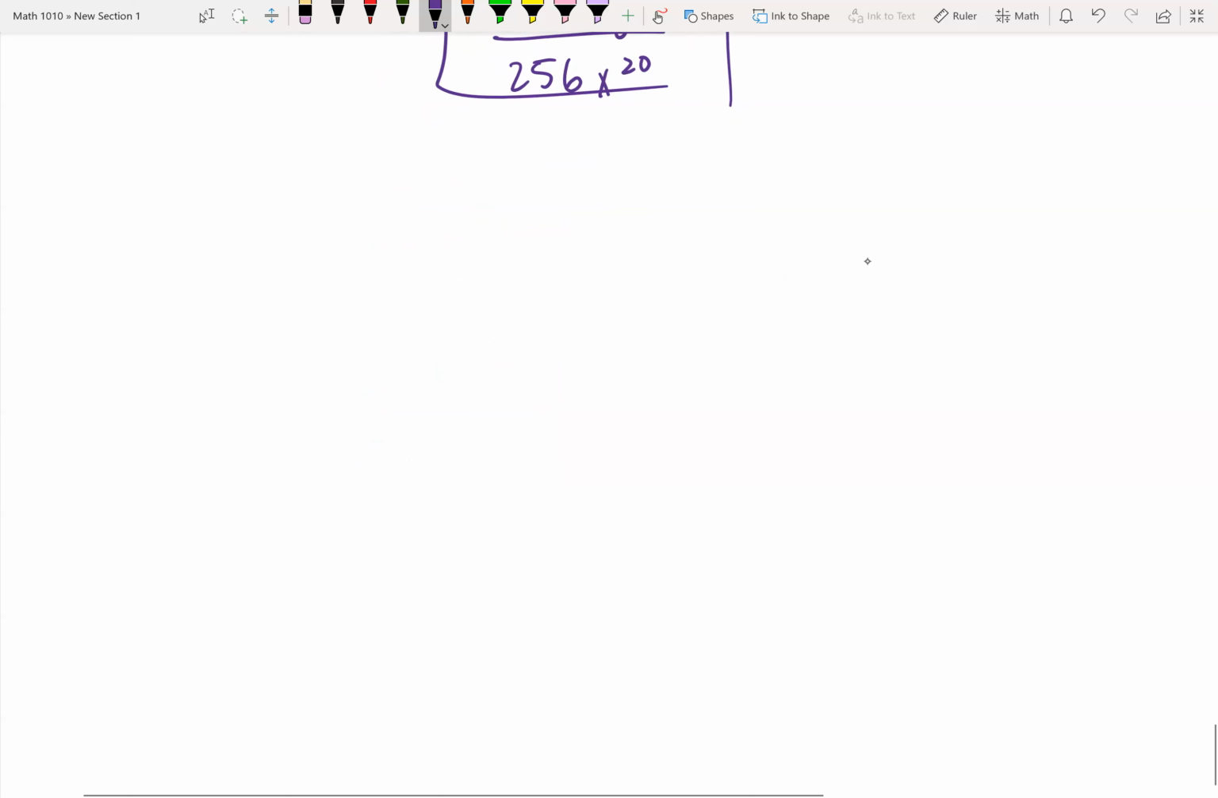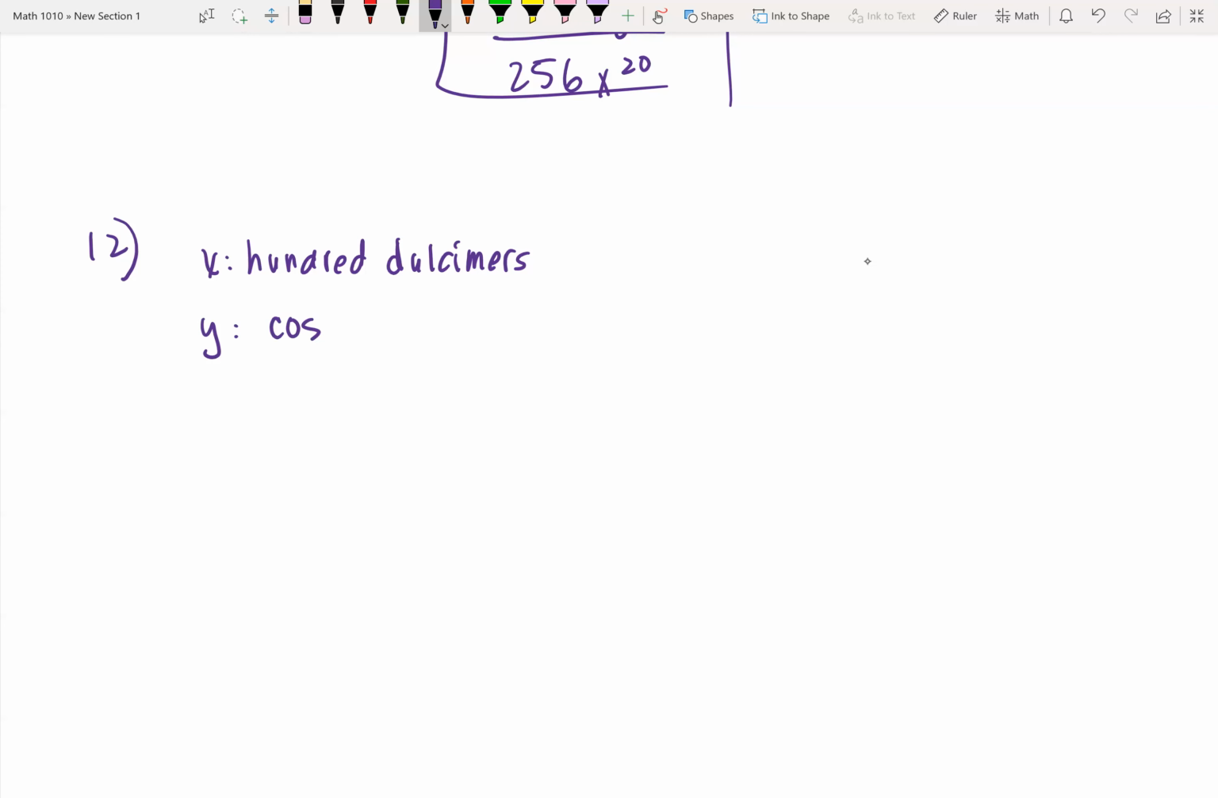Okay, question 12. Sweet Harmony Crafts has been determined when making x hundred dulcimers, I guess. Okay, so we're going to say x is this product we're making, and it's in hundreds. Just keep that in mind. And then y is your C of x, and that is your cost. So there's your equation.